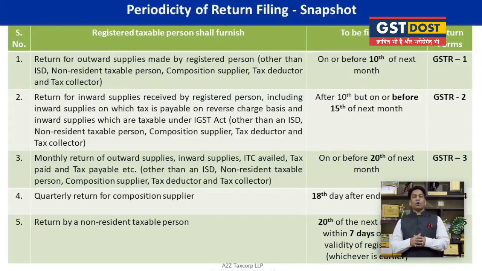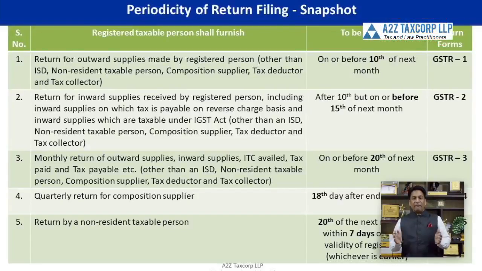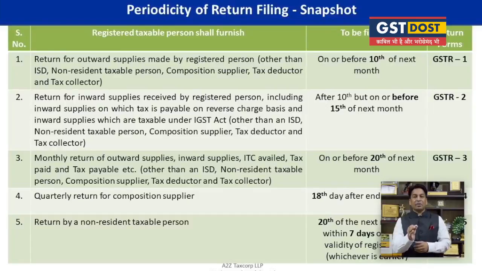Then comes the inward supply return by 15th of next month, which is GSTR 2. And the last and consolidated return, which will consolidate your outward supply, output tax liability, and then inward supply, input tax credit, and the net payment to be made, is filed as a consolidated return by 20th of next month. Meaning thereby, for July, the consolidated return is to be filed by 20th August.